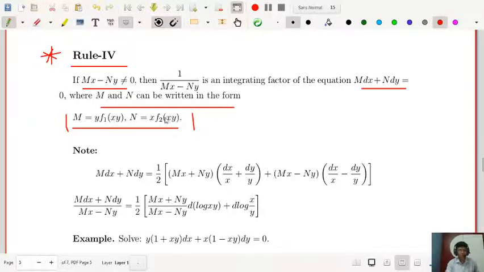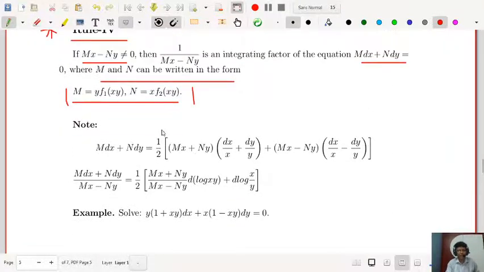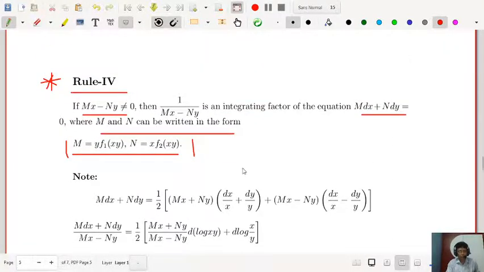In this form, you have to identify from the question whether the functions M and N are in the form y into f1(xy) and x into f2(xy). So this is the functional form. Okay, and there is a note of that. We can reduce our calculation by this note.